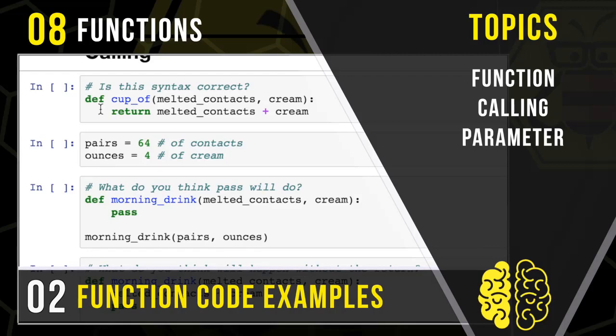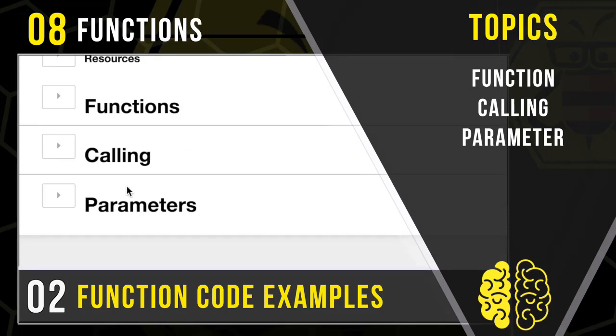How do you pass in variables? How do you get things back out of it? That's going to all be covered in the calling section.